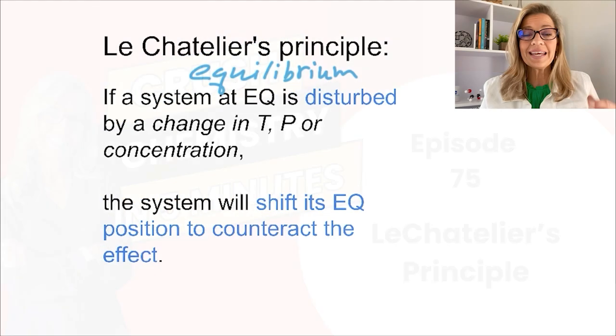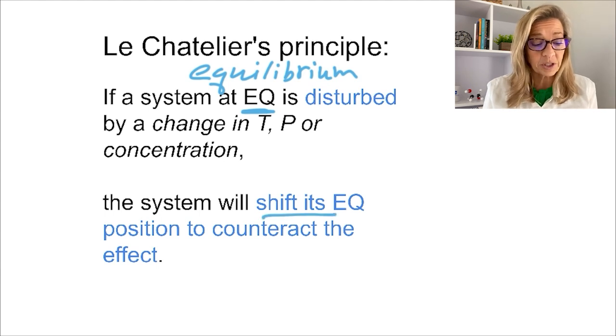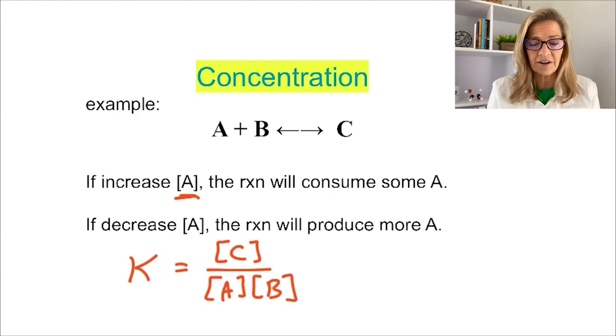The last topic in equilibrium is applying LeChatelier's principle. So here's the principle. If you have a system at equilibrium, I abbreviate EQ for equilibrium, and there is a disturbance, a change in concentration or pressure or temperature, how will the system respond? Well, what we observe is that it will shift the equilibrium to counteract the effect. So let's look at some changes, and these are very logical, so you'll get this.